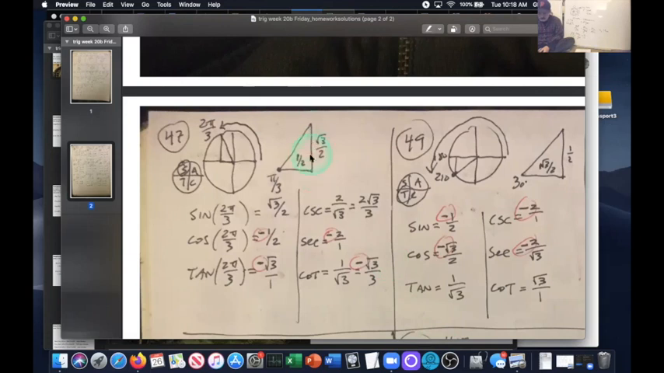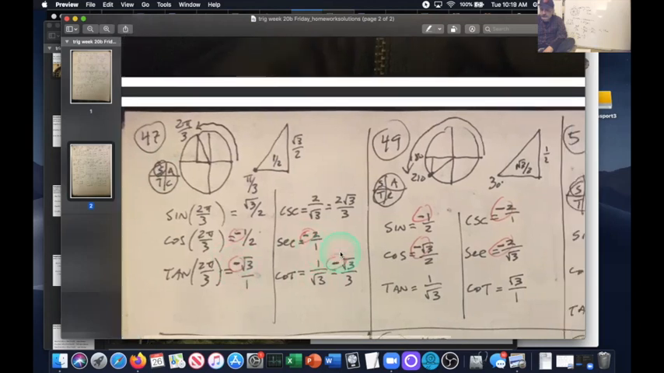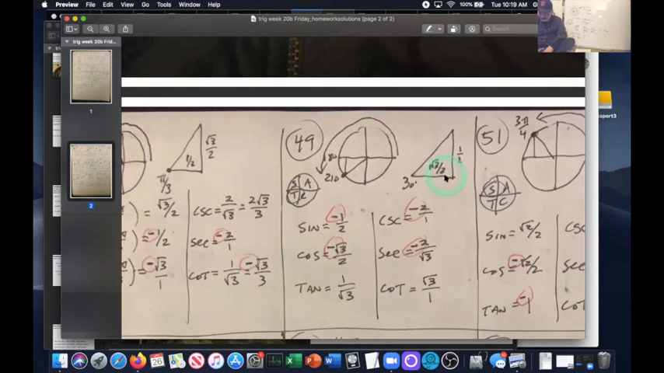Once you know which triangle you're dealing with, you can get all the sine, cosine, tangents, and then the reciprocals. And then once you know which quadrant you're in, you can do the all students take calculus. So here, second quadrant, only the sines are positive, so I put negatives on everything else. Same thing with this one. That's a 30-degree triangle in the third quadrant.